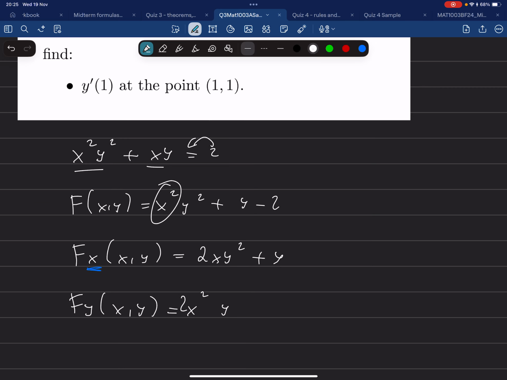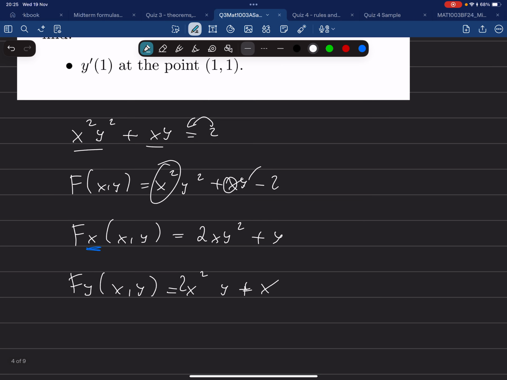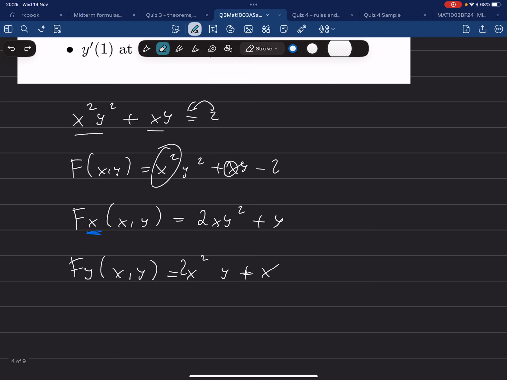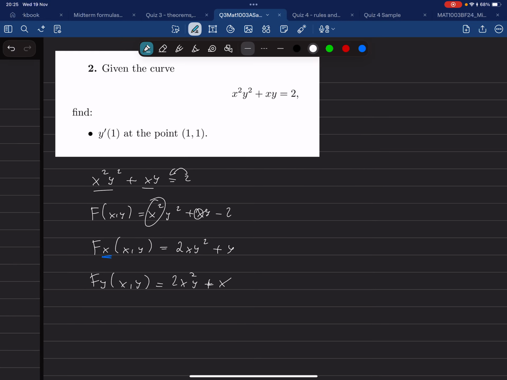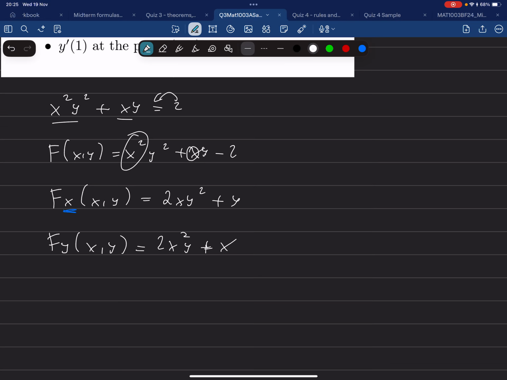Then, in the original, it was actually xy, right? So I write a plus. And then again, x I keep as a constant, so I don't change it. Y, what's the derivative of y? The derivative of y is just 1, okay? And then I have minus 2, whose derivative is 0. By the way, as you can probably notice, these are very symmetrical, very close to each other. Most of the time when you're doing implicit differentiation, it looks like that.